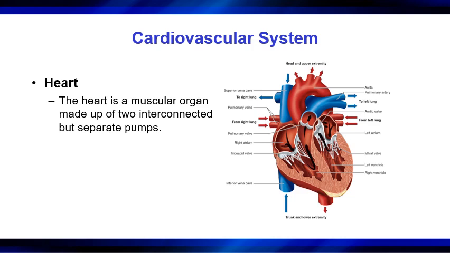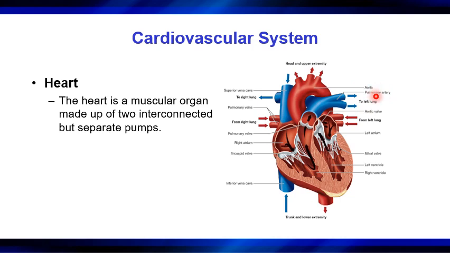There's one exception to the arteries oxygenated, veins deoxygenated, and that's the pulmonary artery and veins. So the pulmonary artery takes the deoxygenated blood. Again, that's the one exception to the artery rule. That deoxygenated blood goes to the lungs. At the lungs, the blood receives oxygen. So that's where the oxygen exchange takes place.